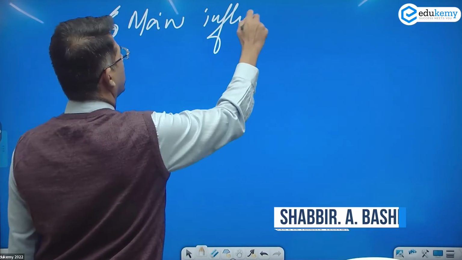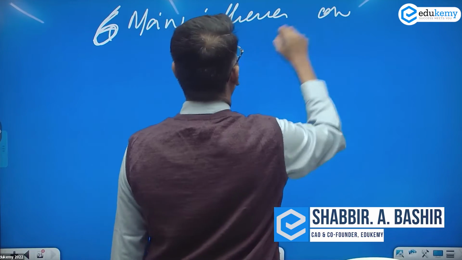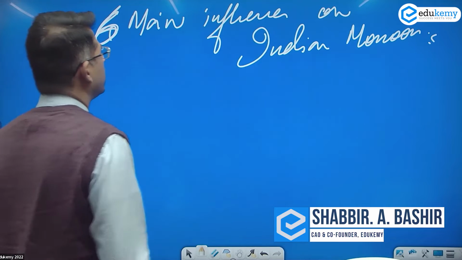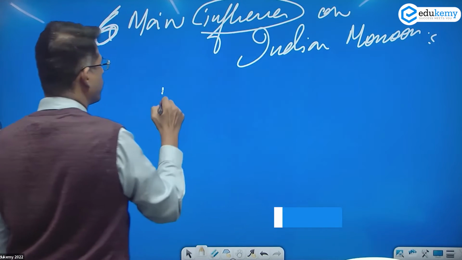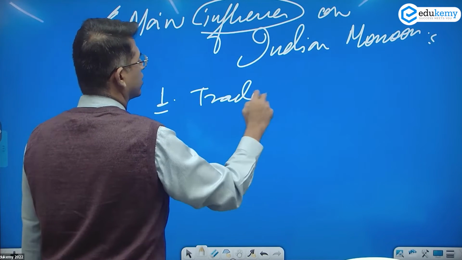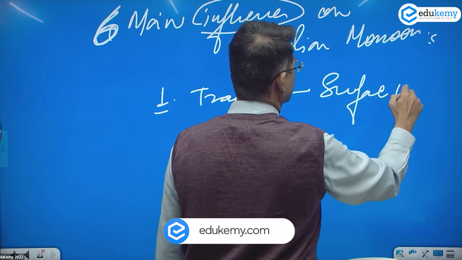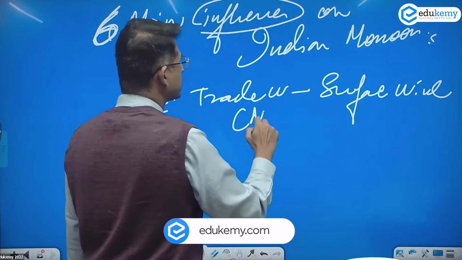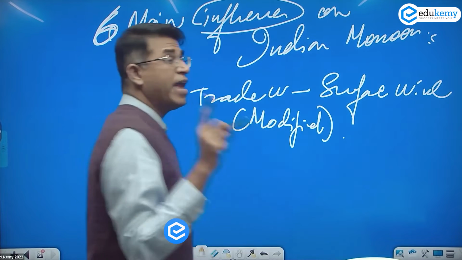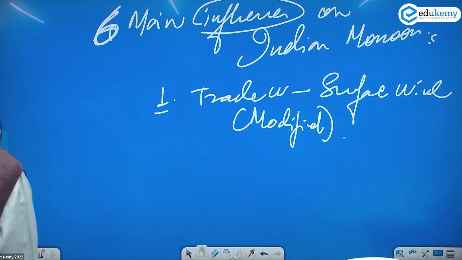Six main influences on Indian monsoons. What are the influences? One influence is the trade winds, which are the surface winds. But remember that these get modified. So this is one influence on how the monsoon is formed.